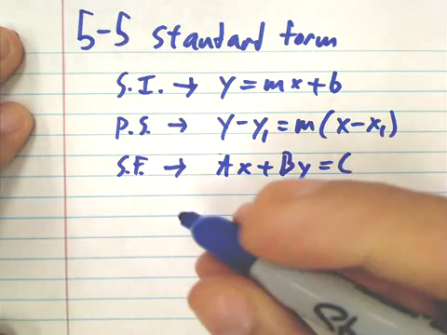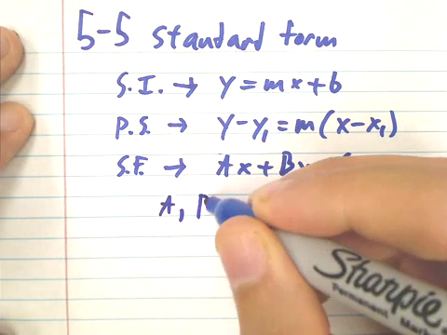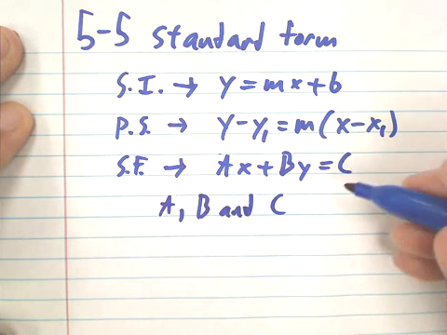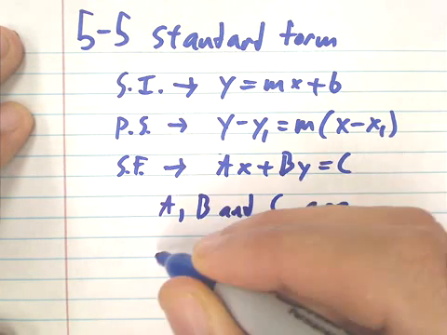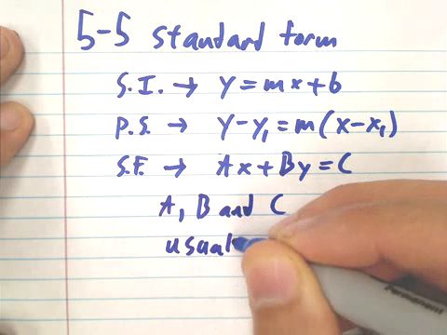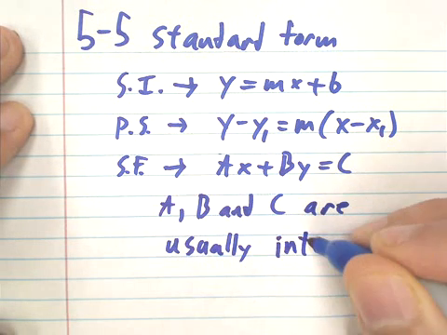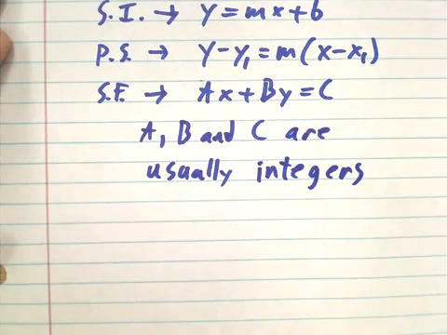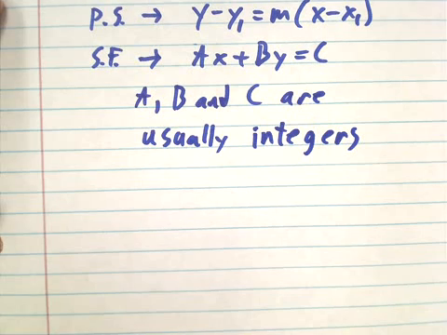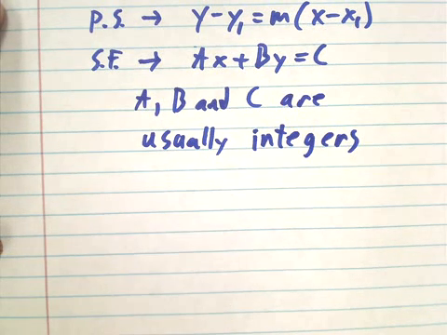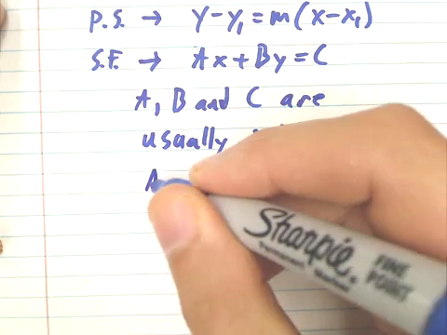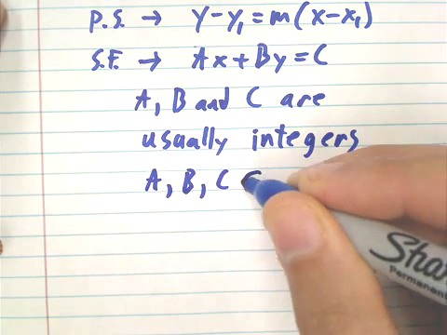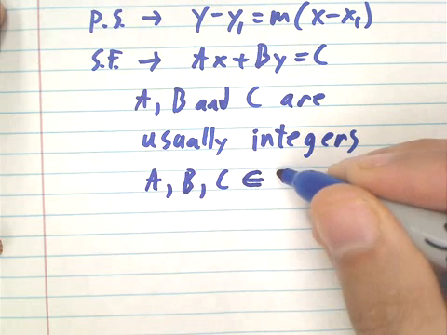Okay, and one thing that I do want to note here, though, is that A, B, and C are usually integers. And one way that I could write that in fancy math talk is to say A, B, C are elements, a little sideways E, of Z.